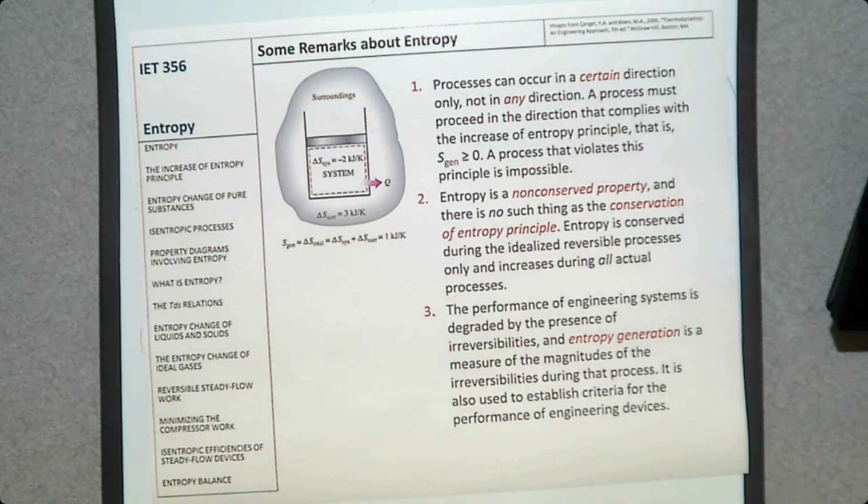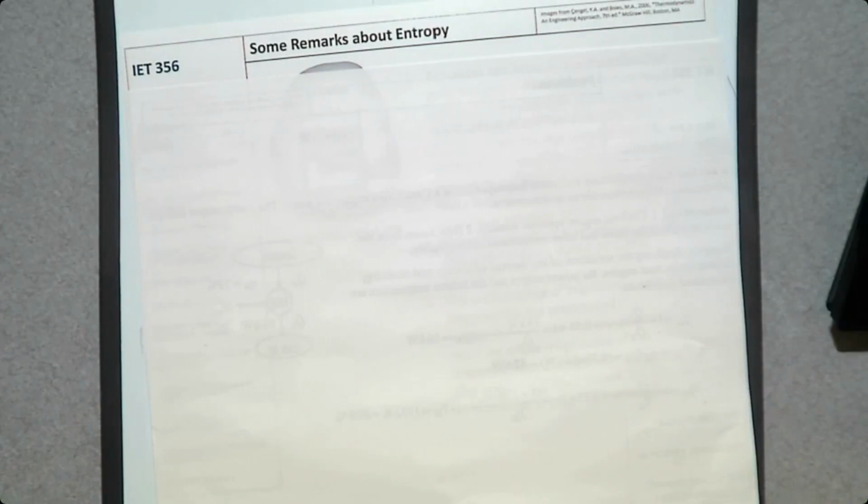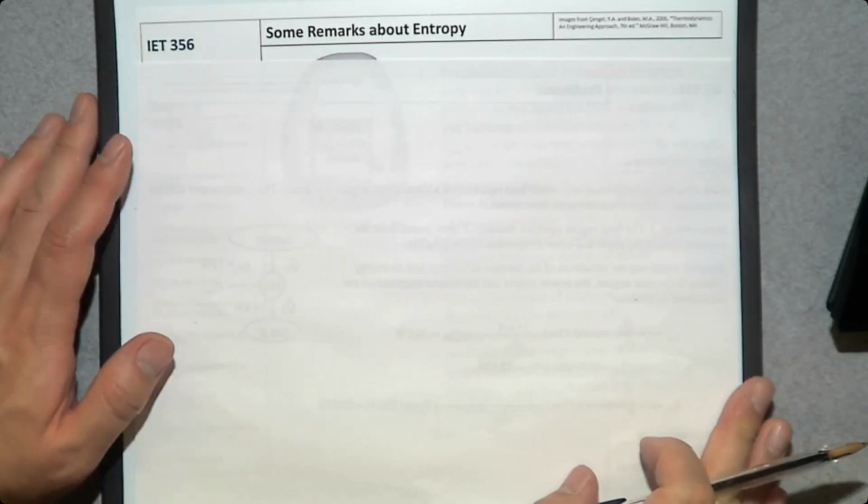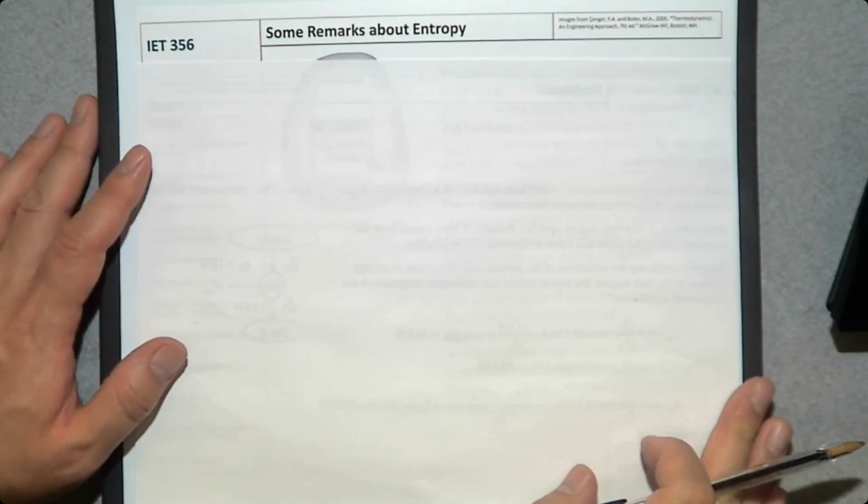Then, entropy is a non-conserved property. So there is no conservation of entropy principle. Okay, that's no problem. Then, is that it? Oh, there's no conservation of entropy principle, so let's not come up with any entropy balance equation. The end. No, that's not the case. If you know there's no conservation of entropy principle, you can come up with another equation. What is that? Let's talk about the energy balance equation.